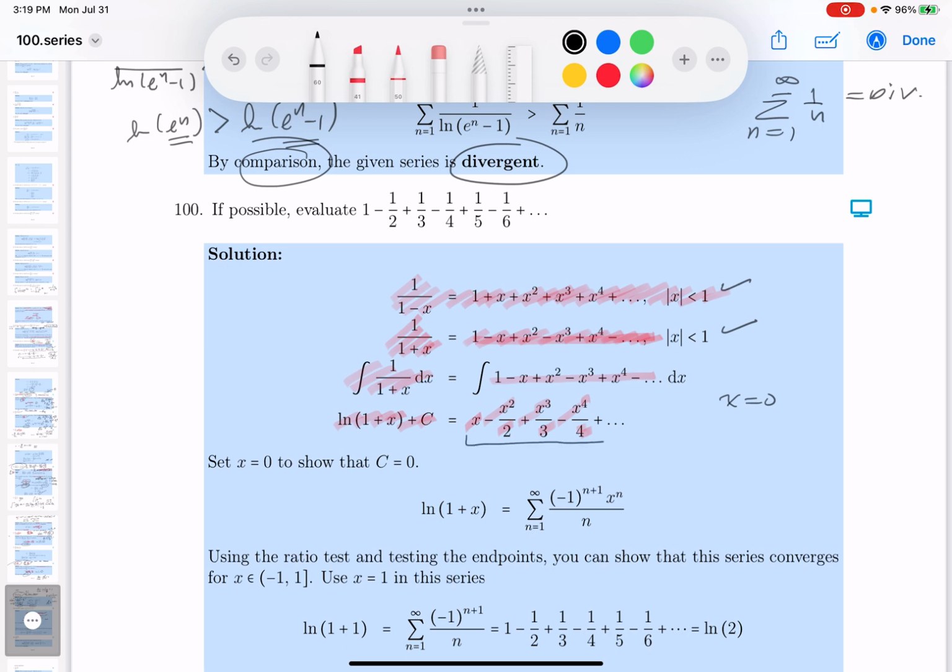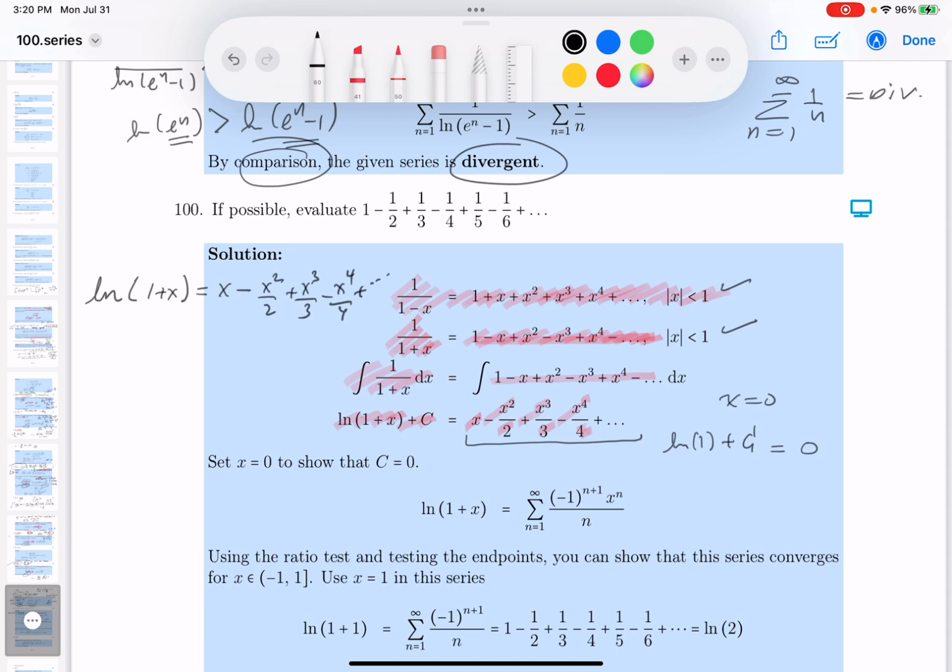And why is that? This entire side would evaluate to a bunch of zeros. What's the left side evaluate to? The natural log of 1, if x is 0, by the way, plus c. The natural log of 1 is 0, so c must be 0. So now I got this series: the natural log of 1 plus x is equal to x minus x squared over 2 plus x cubed over 3 minus x to the fourth over 4 plus yada, yada, yada.